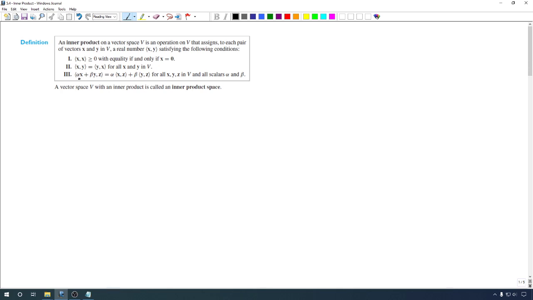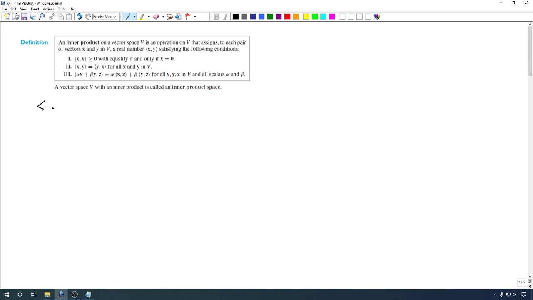And we can also take a linear combination in the first slot and pull it apart. So the inner product of alpha x plus beta y with z is just equal to alpha times the inner product of x and z plus beta times the inner product of y and z. Now you might think, why can't we do that with the second slot? We actually can, because we're able to swap the order.